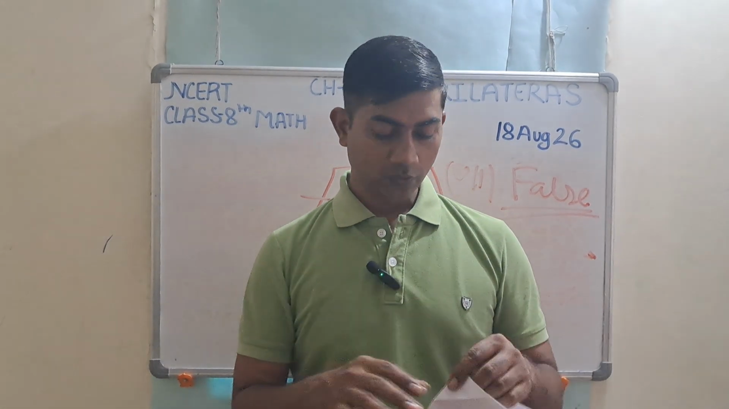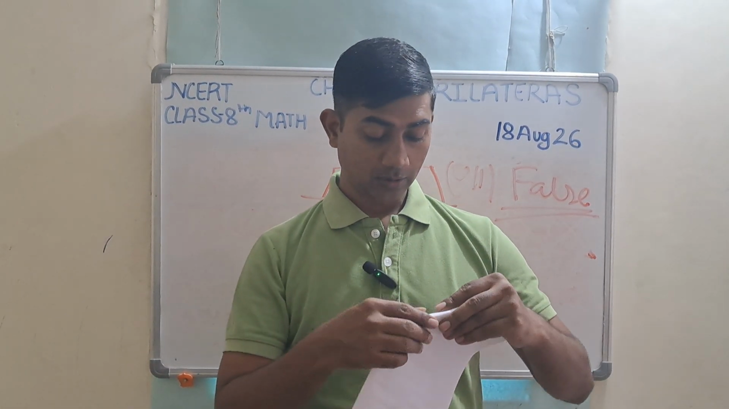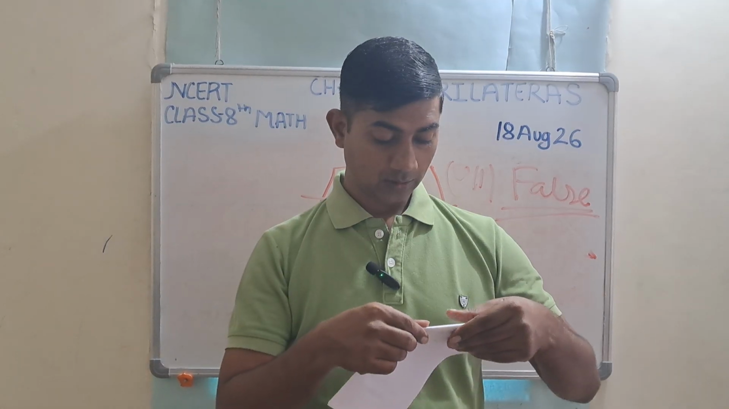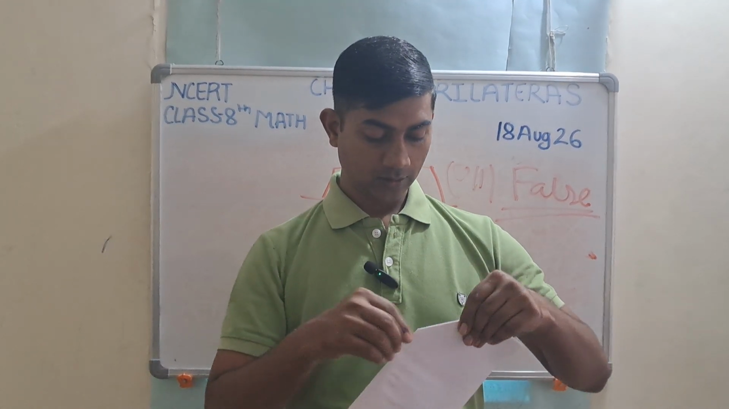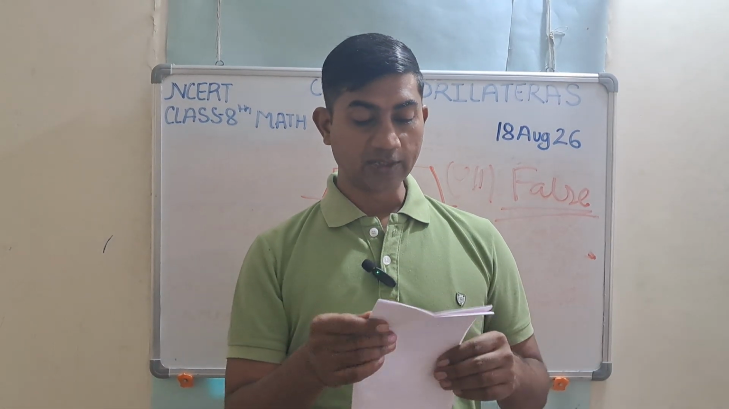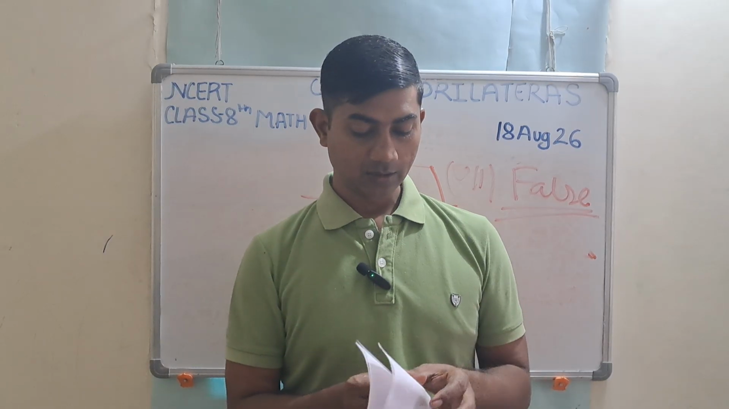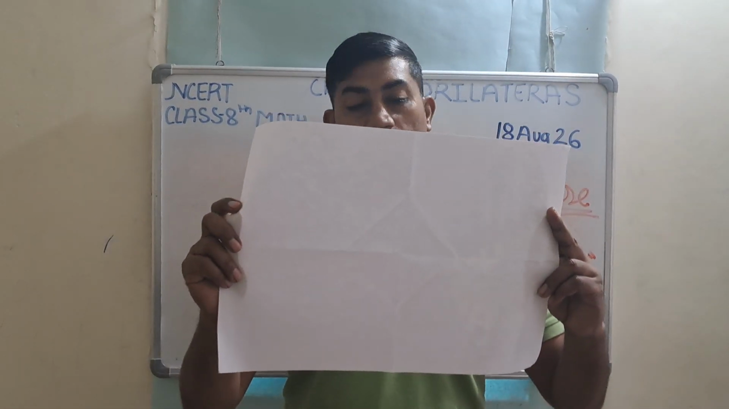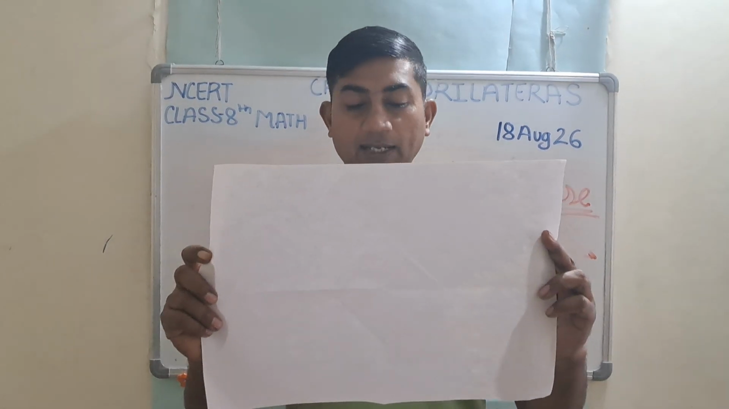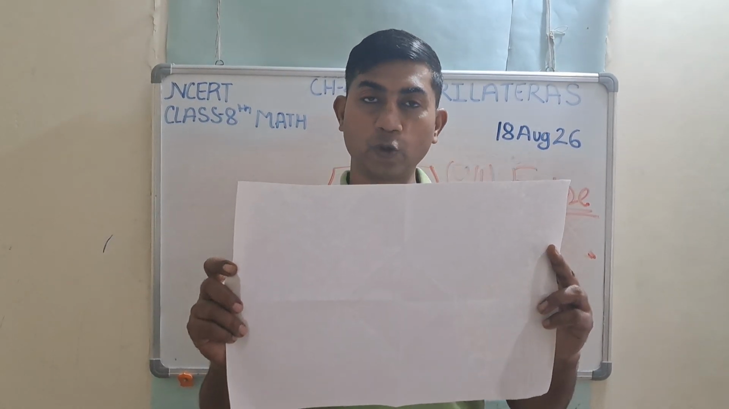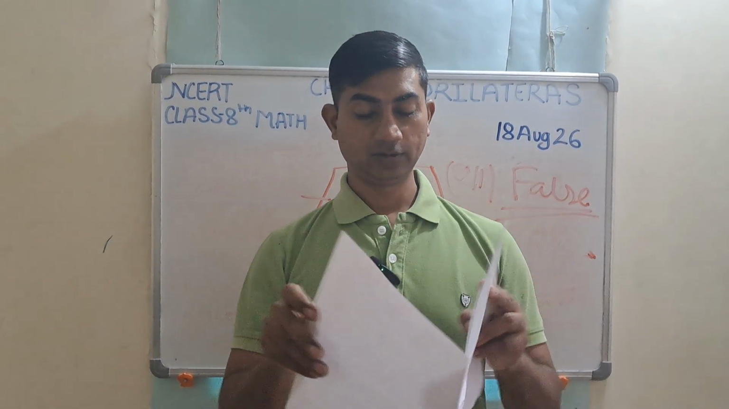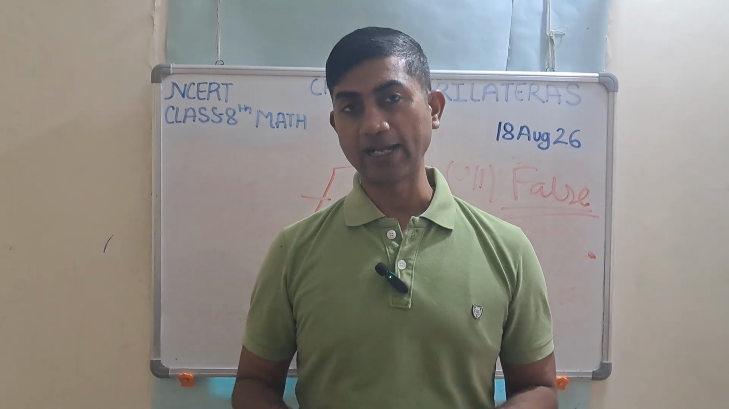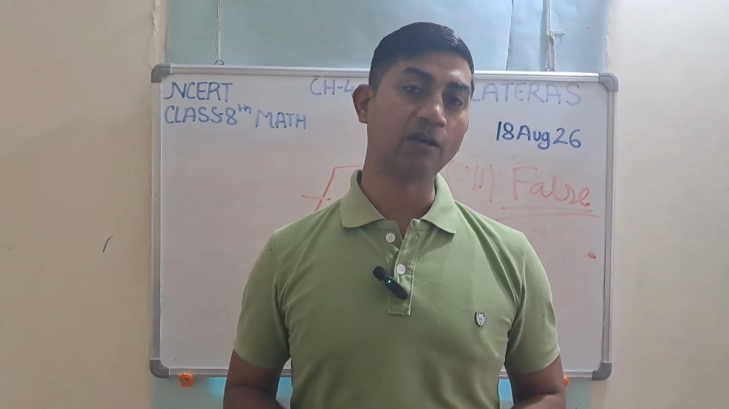Let's try to do one more. Now you will see another square. Understood? You can see all the sides are equal and diagonals are perpendicular to each other. Understood? So this is the way you can get a perfect square by simply folding a paper.